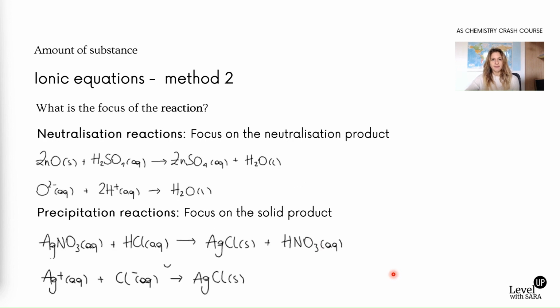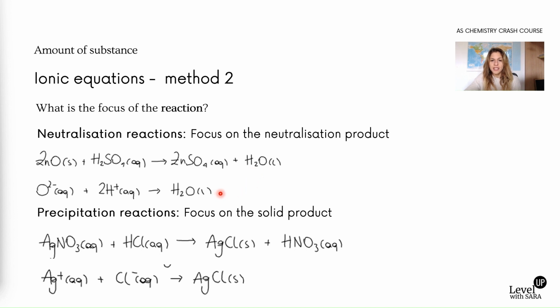There is another method, and this is thinking about what is the focus of the reaction. This is useful for a reaction that you can recognize, for example a neutralization or a precipitation reaction. For a neutralization reaction, think about what is the point of that reaction. Well, the neutralization product. For example, if we have a base like an oxide and an acid, they will form a salt and water. What is the neutralization product? It's water. So in this case, we would just write the ions that make up this neutralization product.